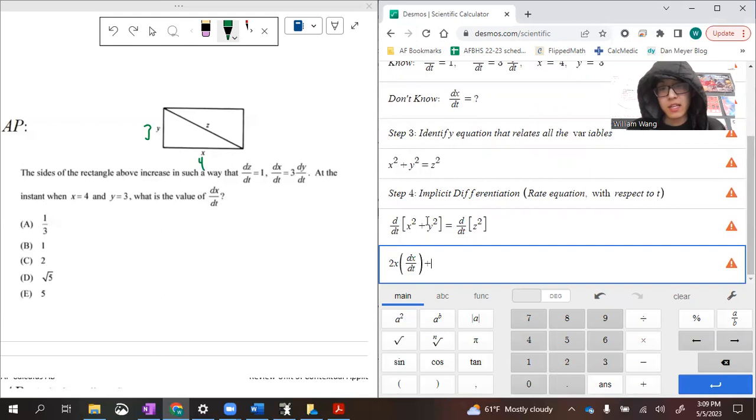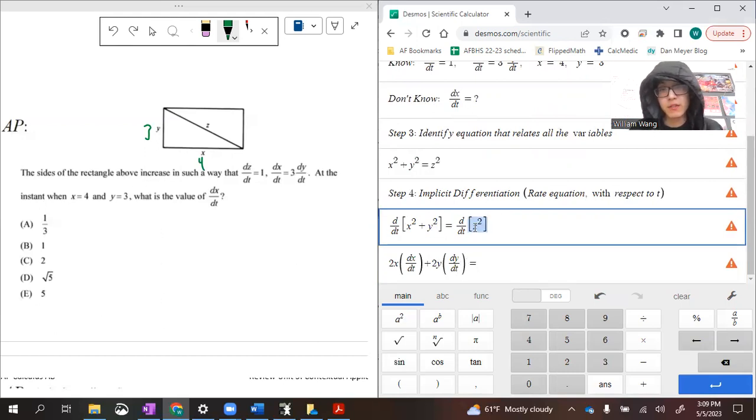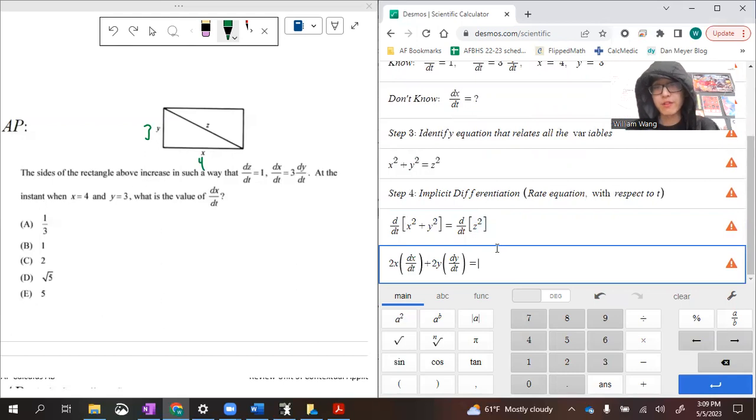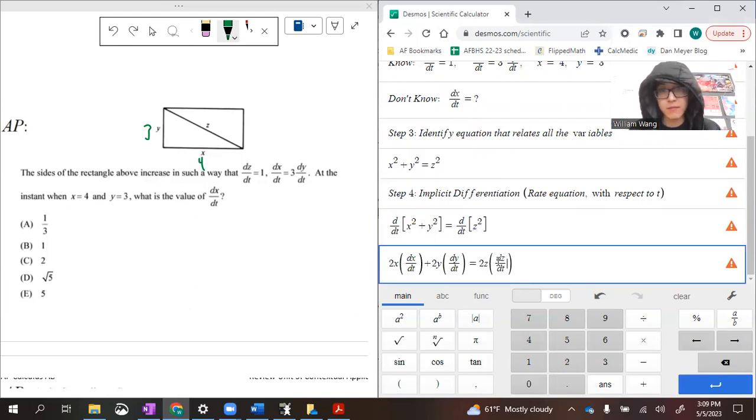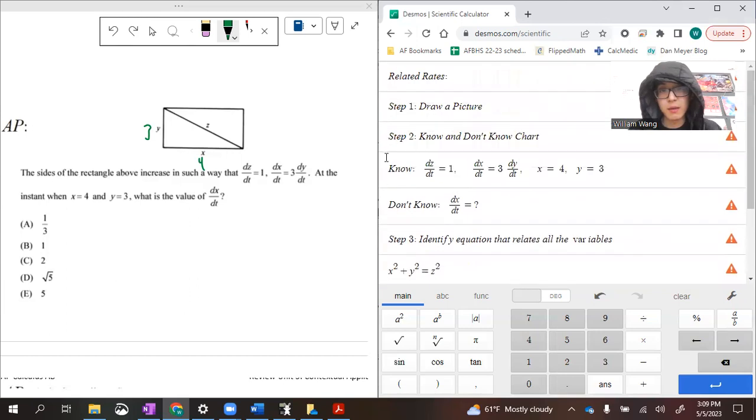Cool. Next one, y squared. I first take the derivative normally, then I have to multiply by dy over dt. All right, that's equal to d over dt of z squared. Derivative, first I take it normally, so 2z. Then, since the variables are not the same, t and z, I have to multiply by dz over dt. All right, so this here, I'm gonna label step 2.